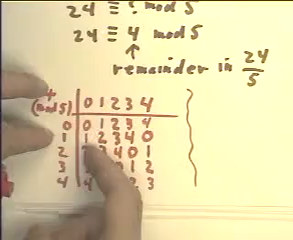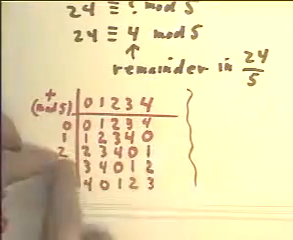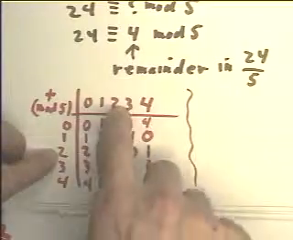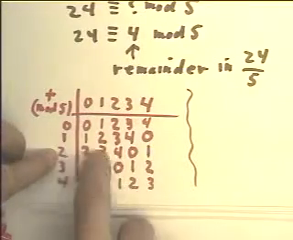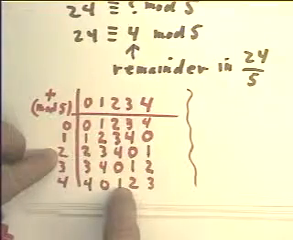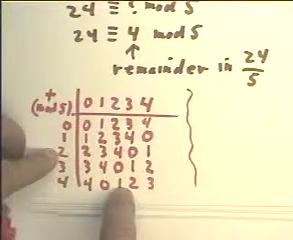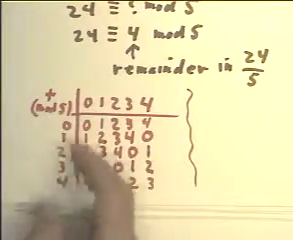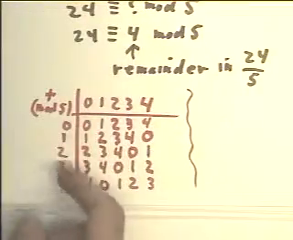Another thing we see is that every row is equal to the corresponding column. The row corresponding to 2 is the same as the column corresponding to 2. We got 2, 3, 4, 0, 1 here. We got 2, 3, 4, 0, 1 in the column. That's an indication or a result of the fact that it doesn't matter in which order we add two numbers.